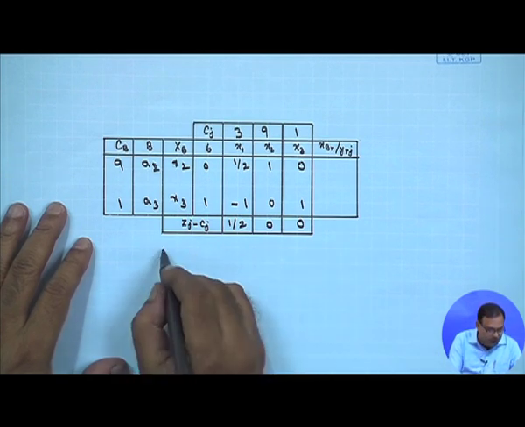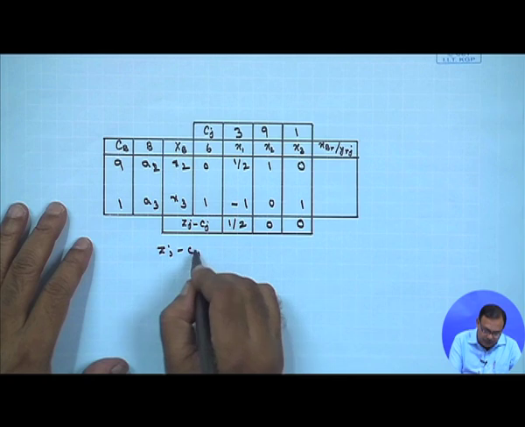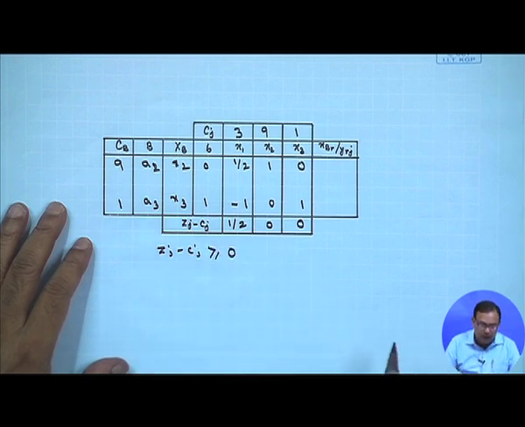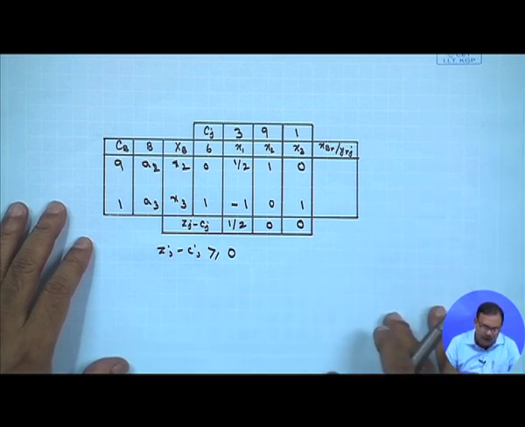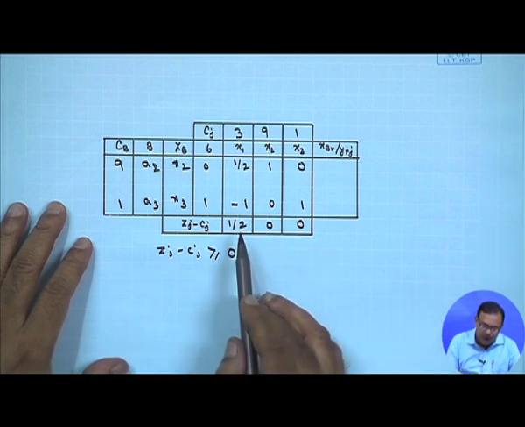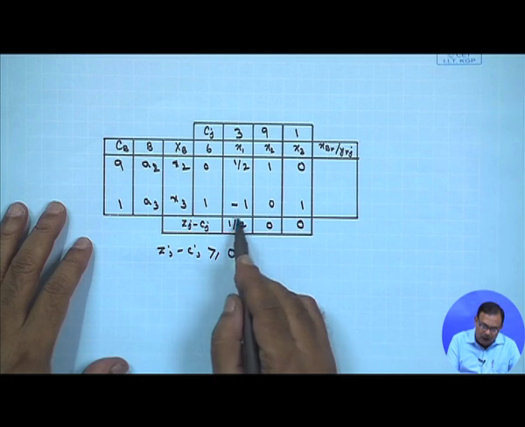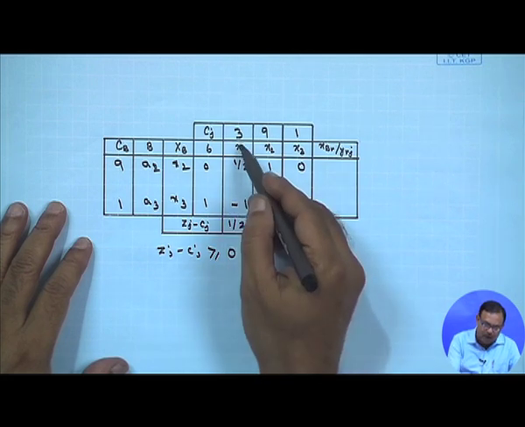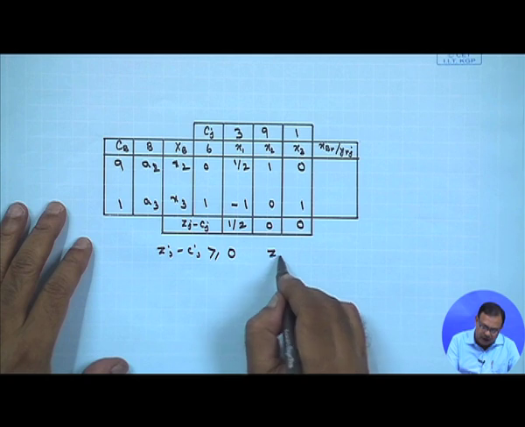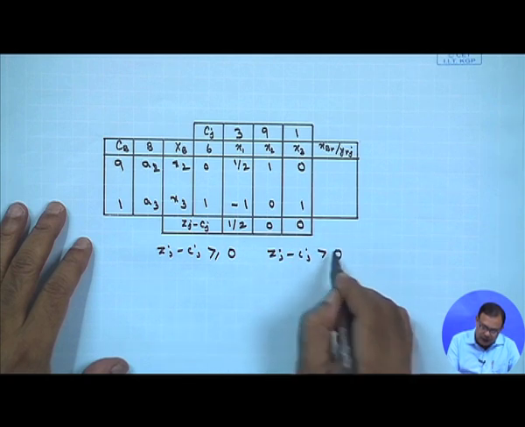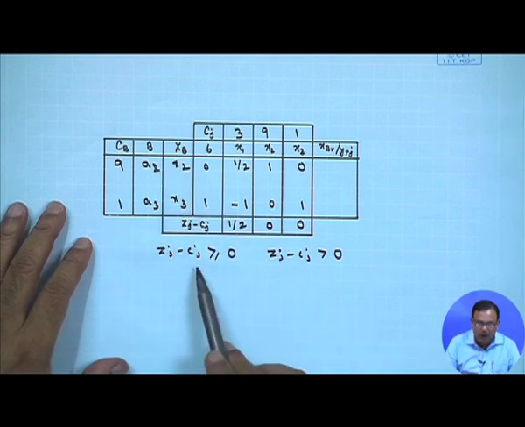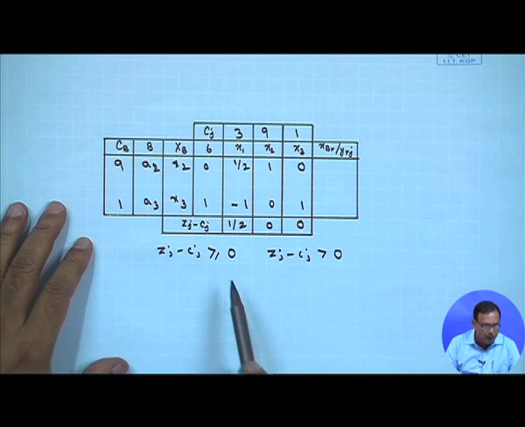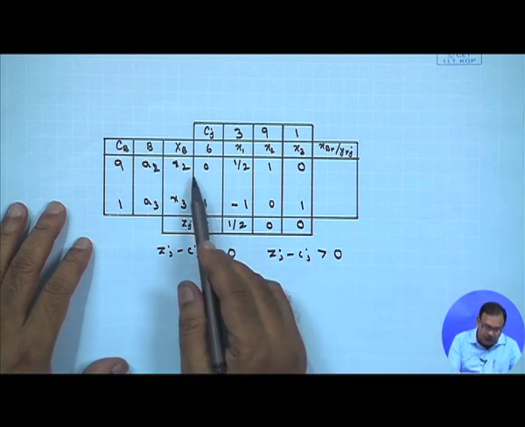So here, if you see, your Zj minus Cj is greater than or equal to 0 for all j, and for the non-basic variable, Zj minus Cj is greater than 0. That is, for non-basic variable x1, Zj minus Cj is greater than 0, whereas for basic variables x2 and x3 it is equal to 0. So you will obtain the unique optimal solution.